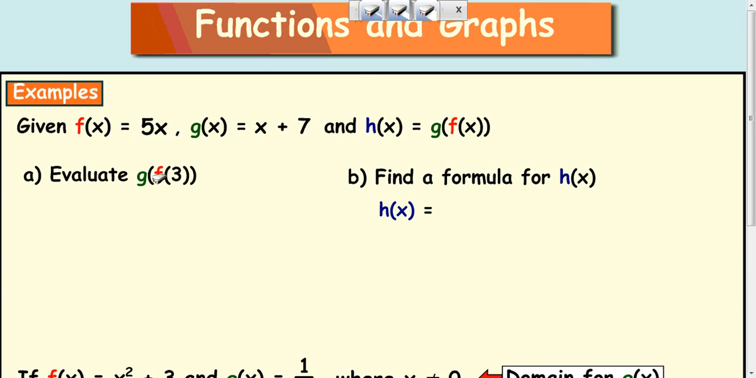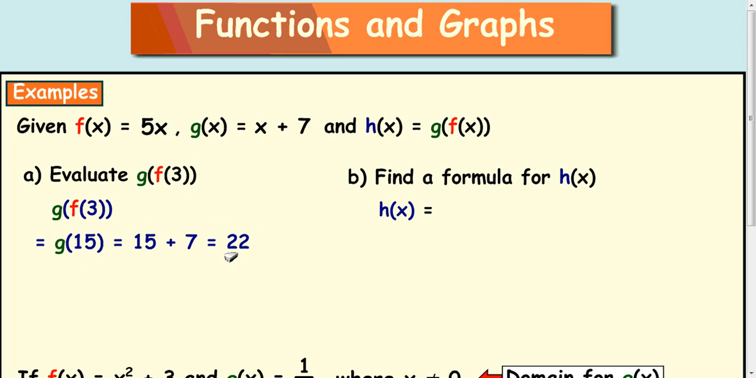So the first thing I do, I have to work out the inside. The first function is the function inside the brackets. So work out f of 3 first. So we put 3 in here, which means you replace the x here with the 3. So that's going to be 15. So g of f of 3 is equal to g of 15. So then we go to our g function and say g of 15 is equal to 15 plus 7, 22.